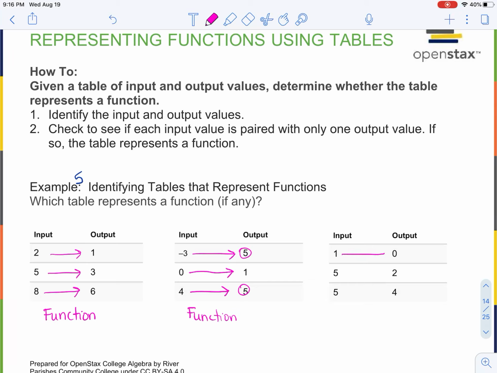Let's look at the last one. 1 maps to 0. 5 maps to 2 and up. 5 also maps to 4. So in this case, because 5 maps to multiple output values, it means that it is not a function.